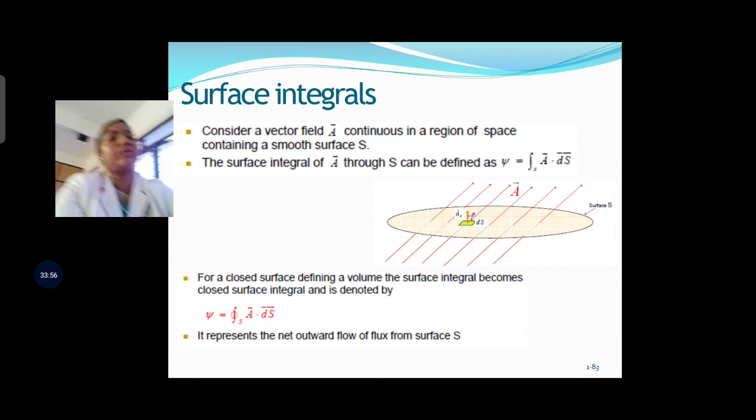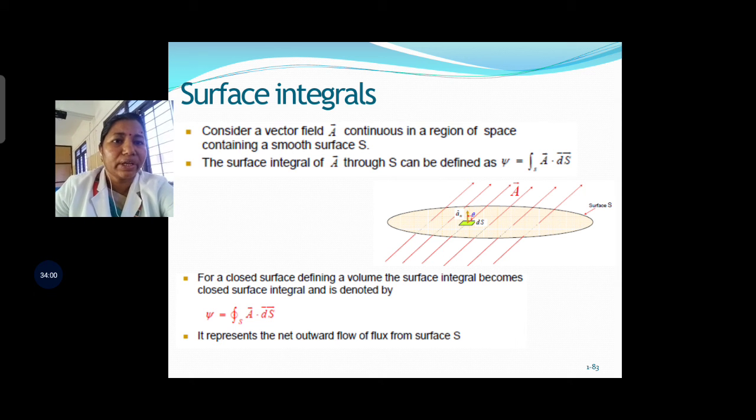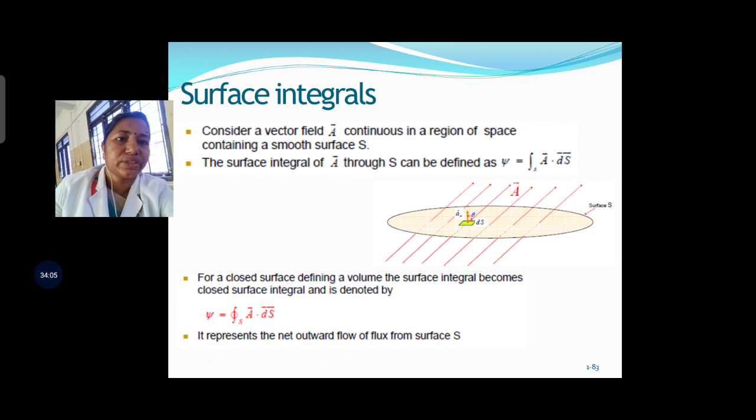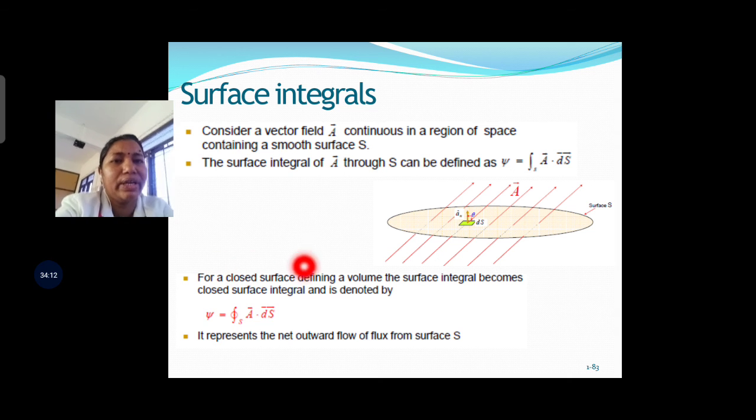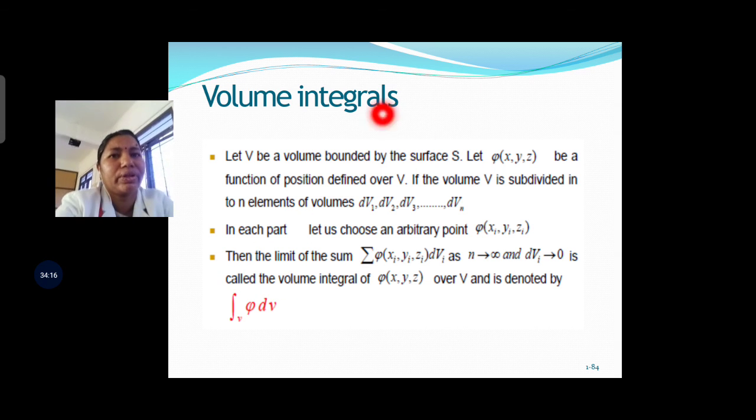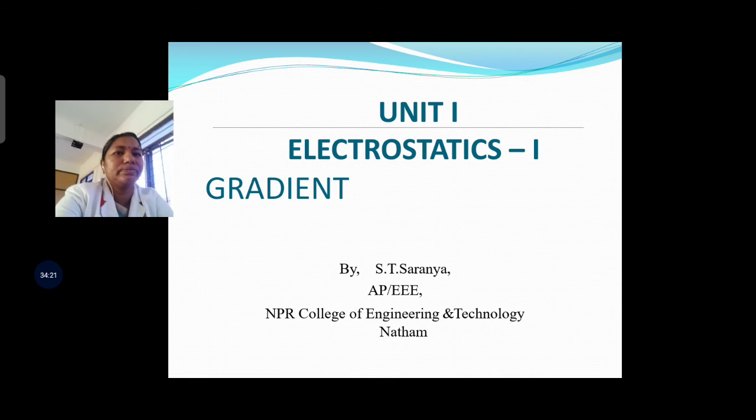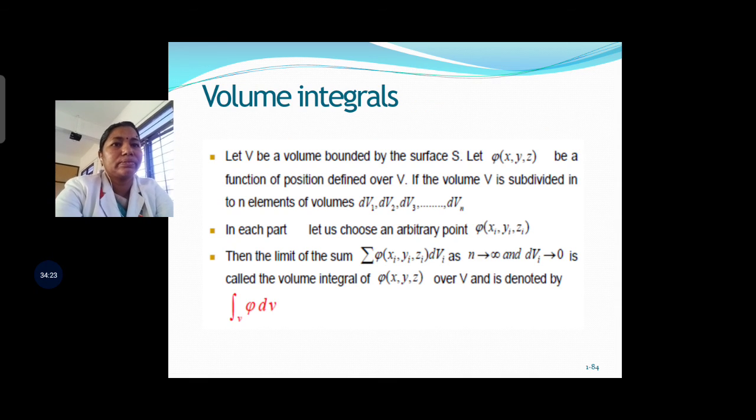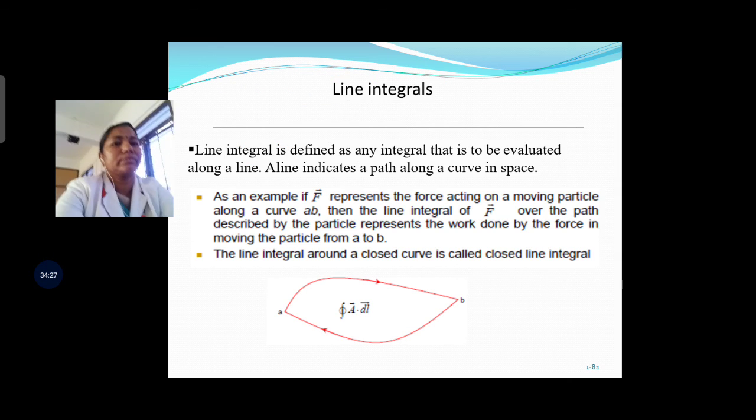The next one is surface integral. For surface integral we get A·ds. So A·ds means we have written the closed surface integral of A·ds equal to psi. So this is for surface integral, where we have written ds. Then volume integral, we just have to take the volume integral with dv. This is for volume integral. So surface integral, volume integral and line integral we have to take.